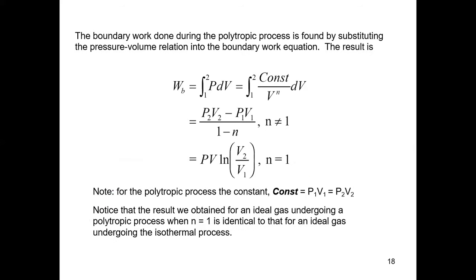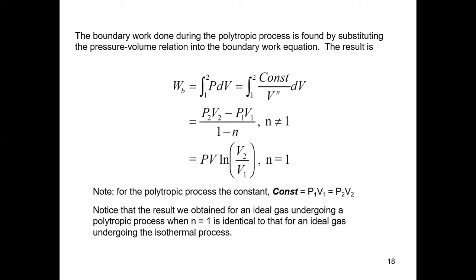The boundary work done during the polytropic process is found by substituting the pressure volume equation. The result is constant in the numerator divided by V^n for pressure, dV. So you are integrating with respect to volume. So it is P2 V2 minus P1 V1 divided by 1 minus n when n is not equal to 1. And if n is equal to 1, then the relationship is P1 V1 ln V2 by V1.